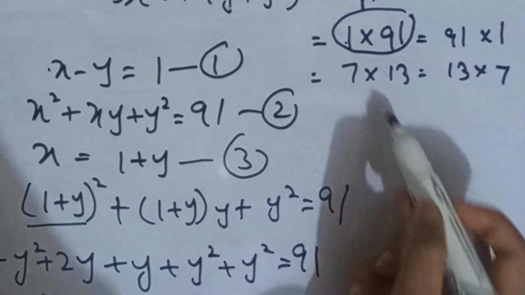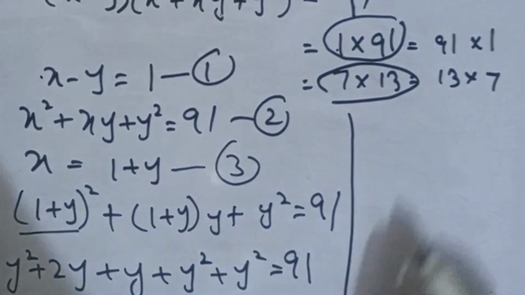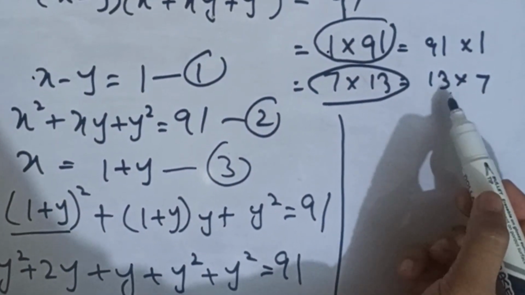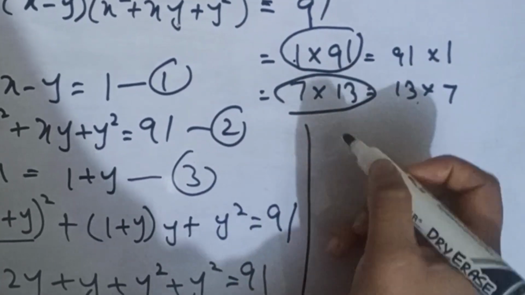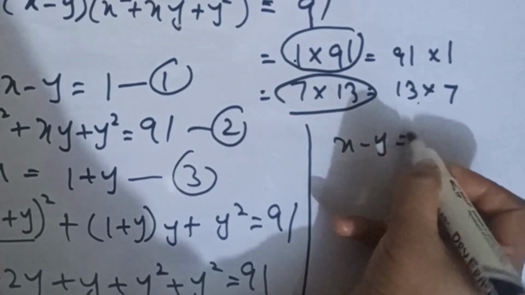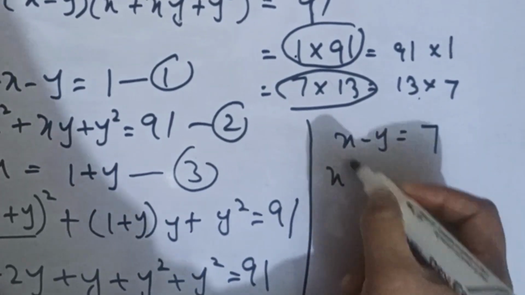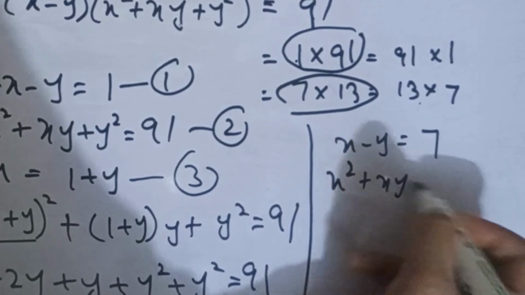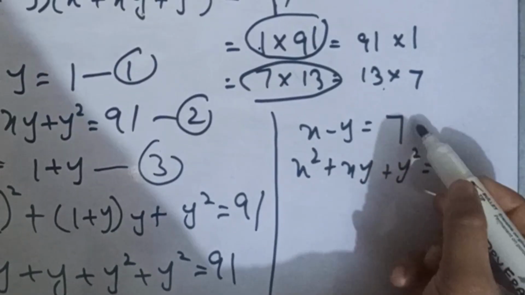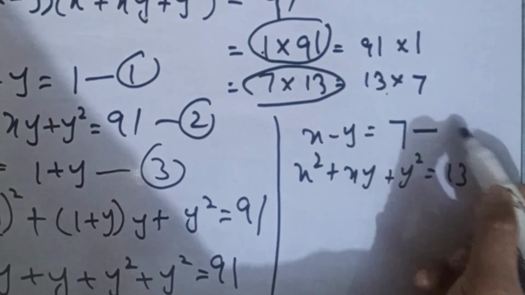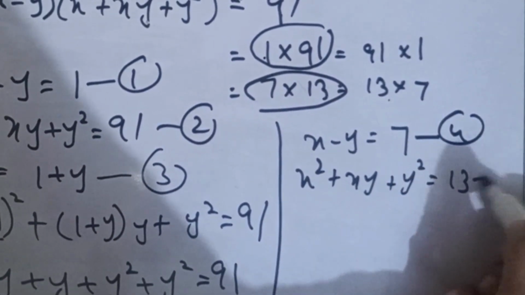Now in the next step we use this factor, and for this we just interchange the values of x and y. So this implies x minus y is equal to 7 and x square plus the product xy plus y square is equal to 13. We call this equation number 4 and this is our equation number 5.